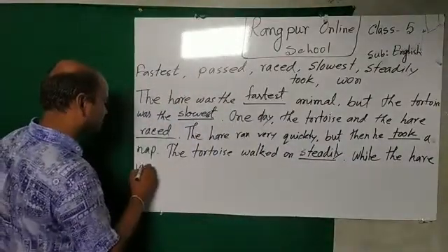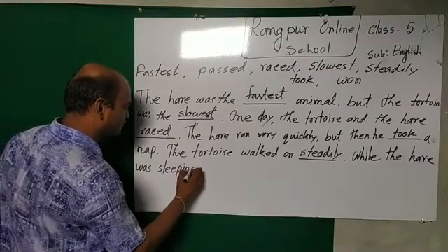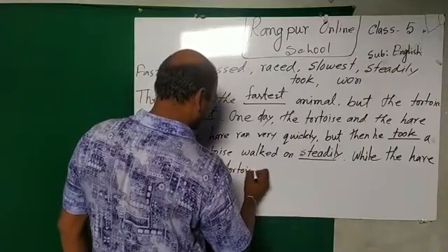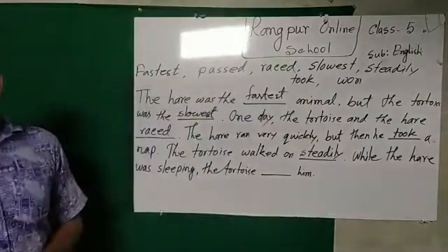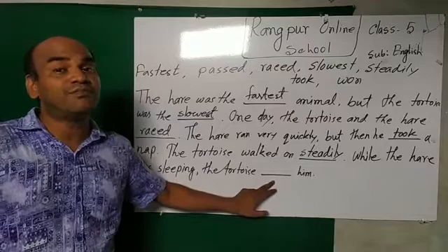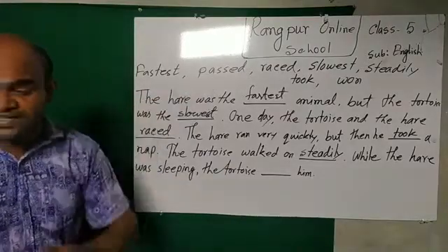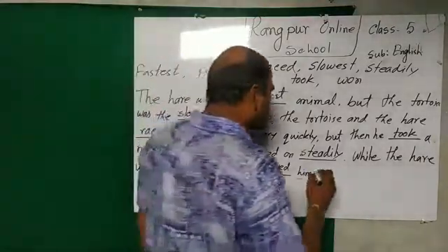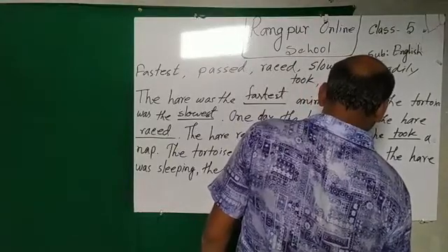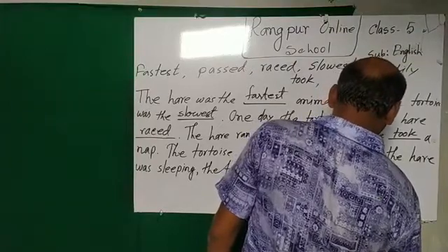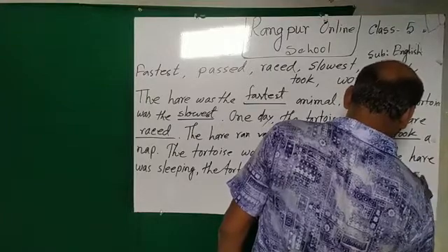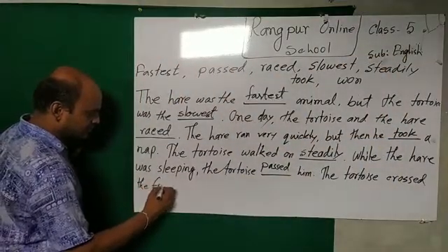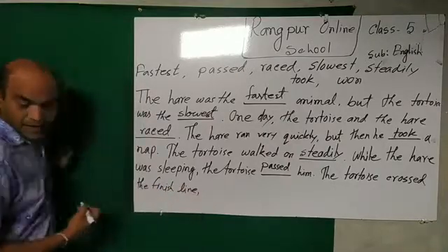While the hare was sleeping, the tortoise dash. The tortoise is the subject, and you need to have some verb. Which one will be here? Past. The tortoise passed him. The tortoise crossed the finish line.